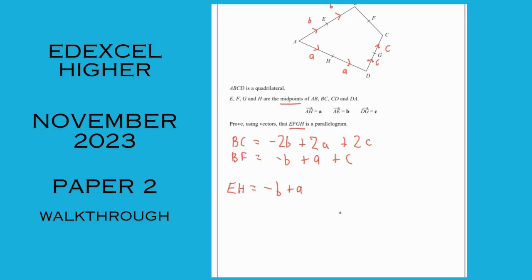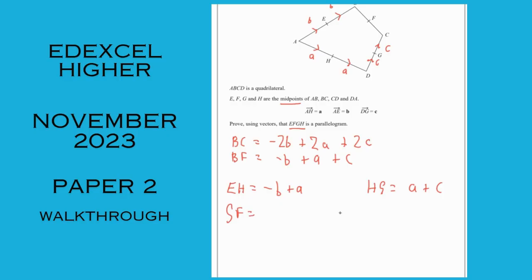Let's go from H to G. That's A plus C. Now let's go for the harder ones. Let's go for G to F.